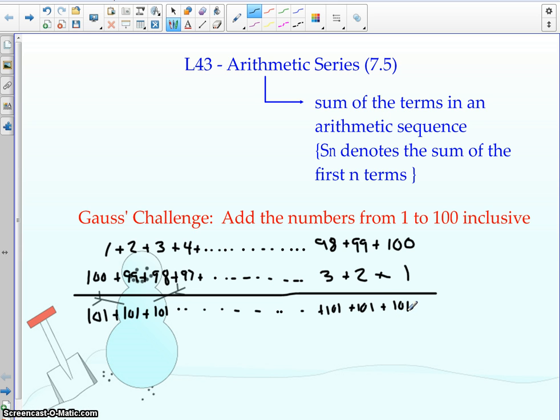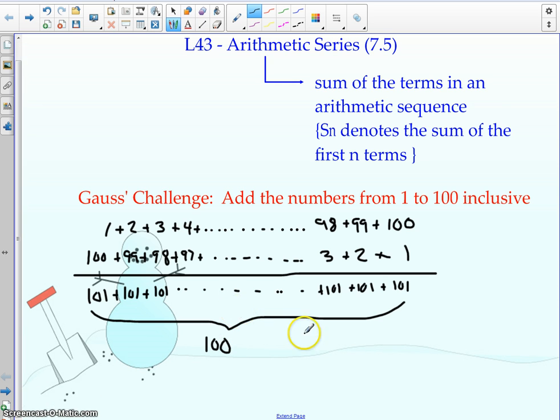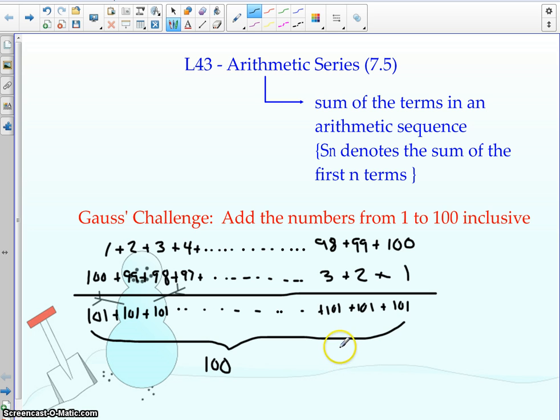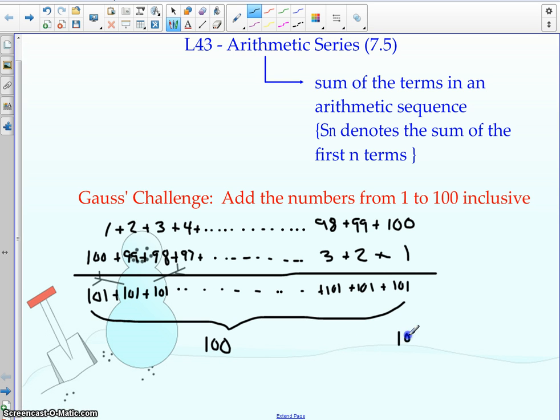So then you decide, okay, how many of these 101s do I have? Well, because there's 100 numbers in this series, going from 1 to 100, basically what this is equal to is 100 copies of 101. So if I want to figure out what the sum of all these numbers is, it's just going to be 100, because there's 100 numbers in it, and then 101, because every pair of terms adds up to 101. Now, by adding these two together, he's actually added together two copies of this series. He only needs one, so it was 100 times 101 divided by 2. And that's how we found the sum of the first 100 terms.